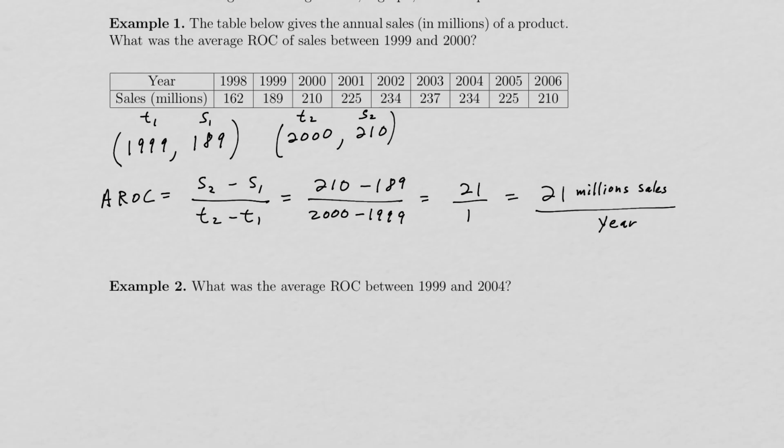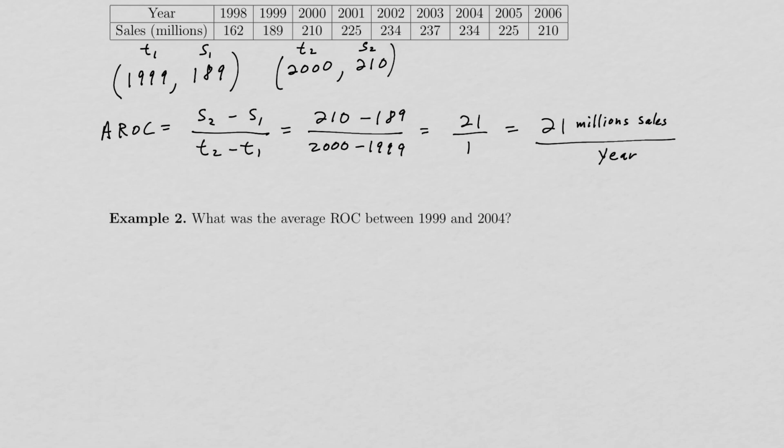Okay, using the same table, let's answer another question. What's the average rate of change between 1999 and 2004? It's the same process. I will write down the information for 1999, which will be the same as above. So this is 189, T1, S1. And then for 2004, the corresponding sales is 234 million. So this is T2, S2.